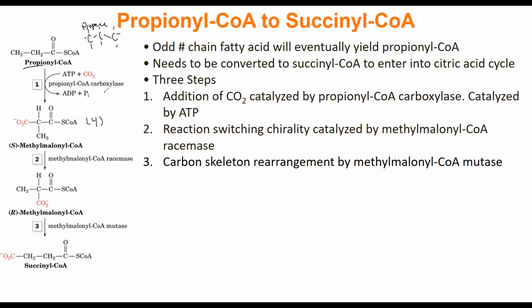This is done by a carboxylase. Usually when we look at carboxylases, they are removing CO2. Here we are adding CO2, and this is an unfavorable reaction, so we need to add ATP. And this will make methylmalonyl coenzyme A. And then after that, we have to switch chirality. So in our original reaction, we make S, but we need to switch it to R. So this is done by a racemase.